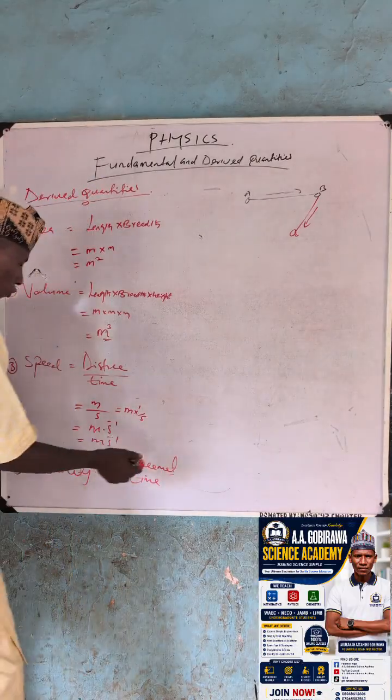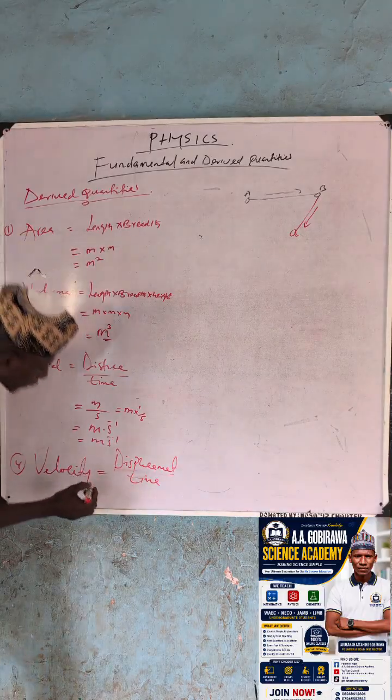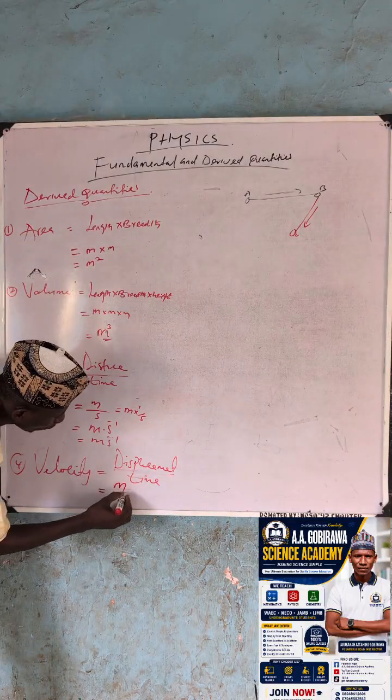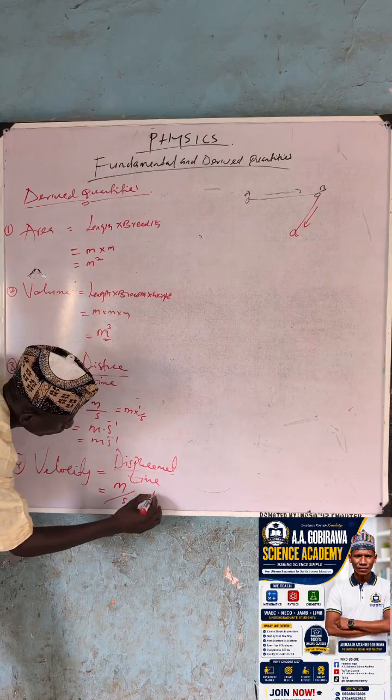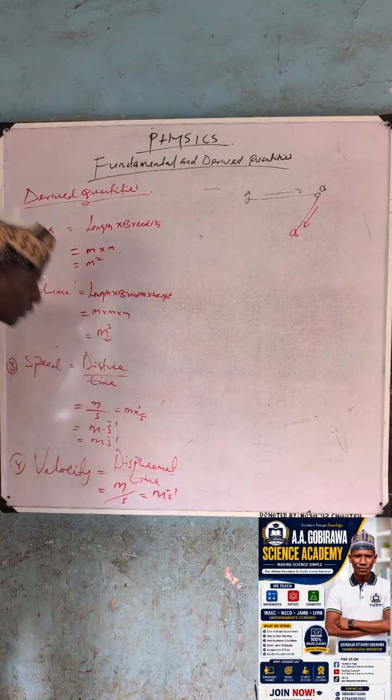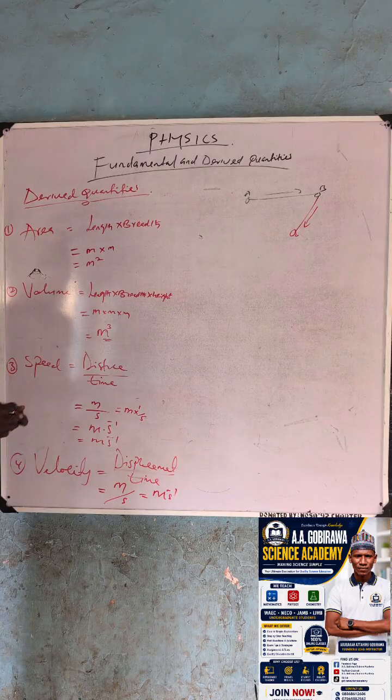So our displacement is in meters, and meter all over second is equal to meter per second. So our velocity is the change of displacement all over time.